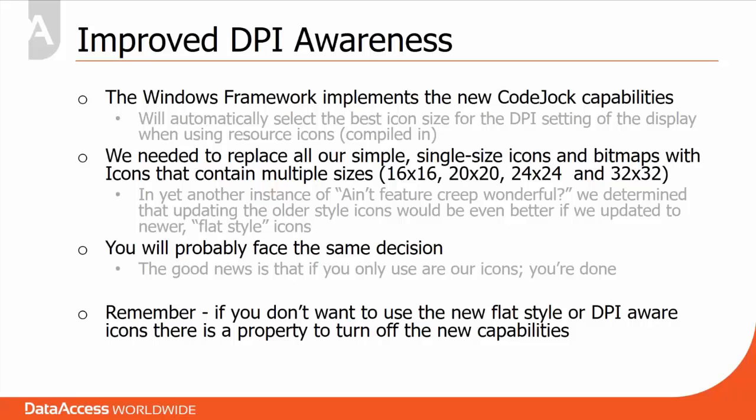The good news is if all you use are the icons that we give you, you're done. Possible other good news is that if you want to put off making this change, everything will work just the same as it always has. You just turn off the new capabilities and use your existing icons and bitmaps, and it'll be just as if it was 18.2 or any prior rev. You don't have to use this stuff.